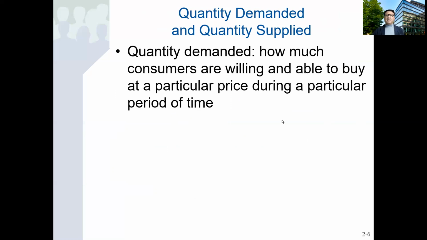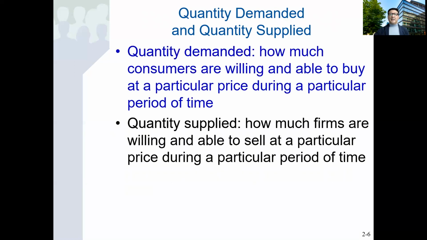So quantity demanded is how much consumers are willing and able to buy at a particular price during a particular time. And the quantity supplied is how much firms are willing and able to sell at a particular price during a particular period of time.